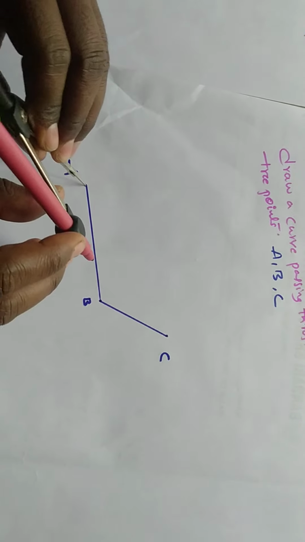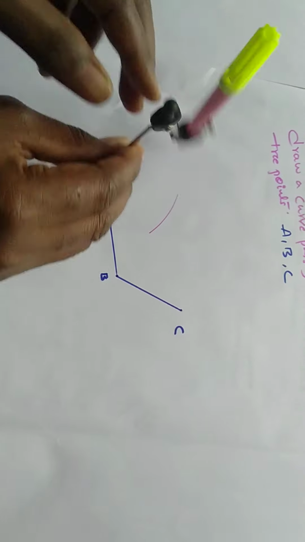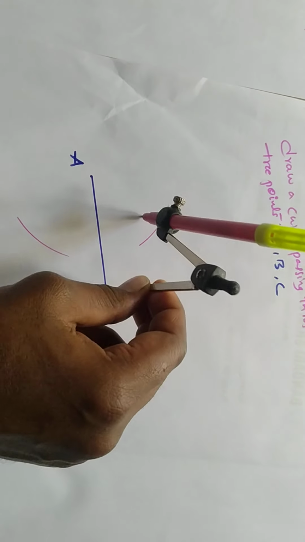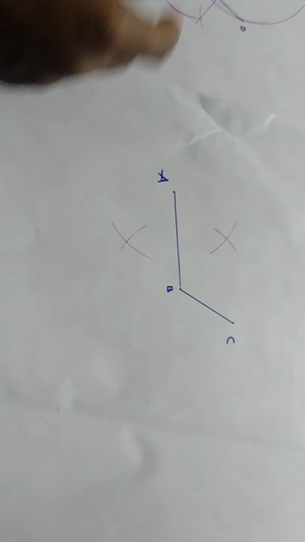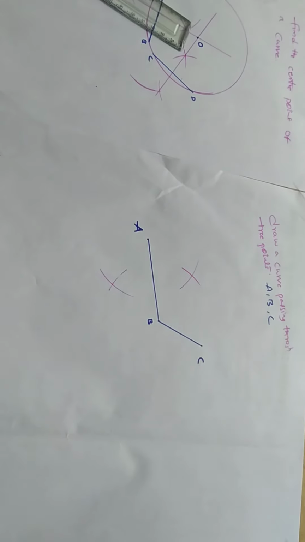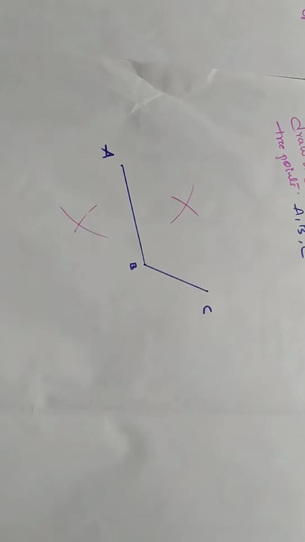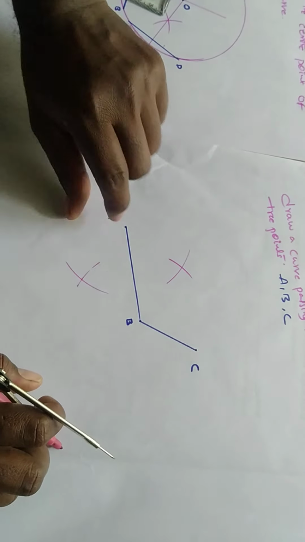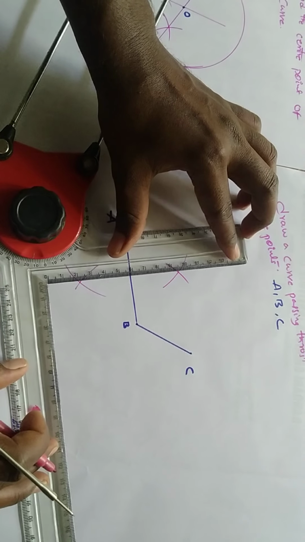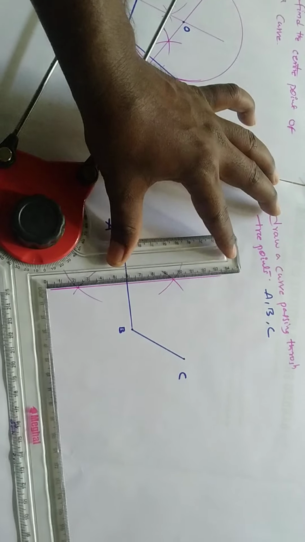From A as the center, with half of the above radius, make an arc above and below. From B as the center with the same radius, make an arc above and below. The line through the intersection points of these arcs represents the bisecting line of AB. Join these arcs' intersection points.